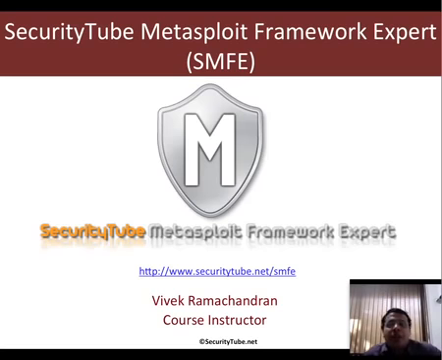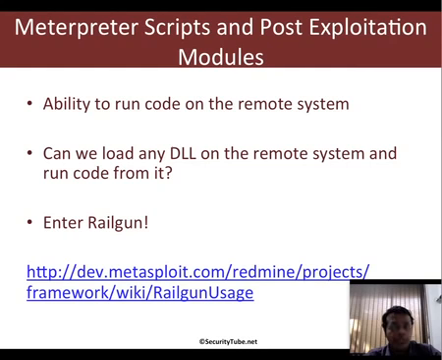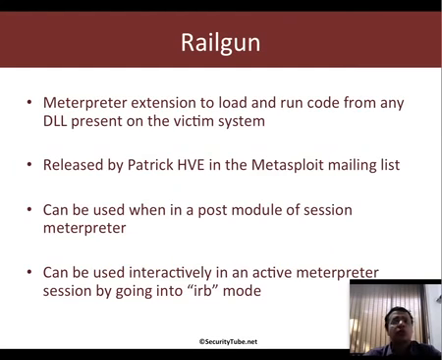On the victim system, or even upload his own DLL and call functions from that. This is where Railgun comes to your rescue. So what is Railgun? Railgun is a Metasploit extension that allows you to load and run code from any DLL present on the victim system.